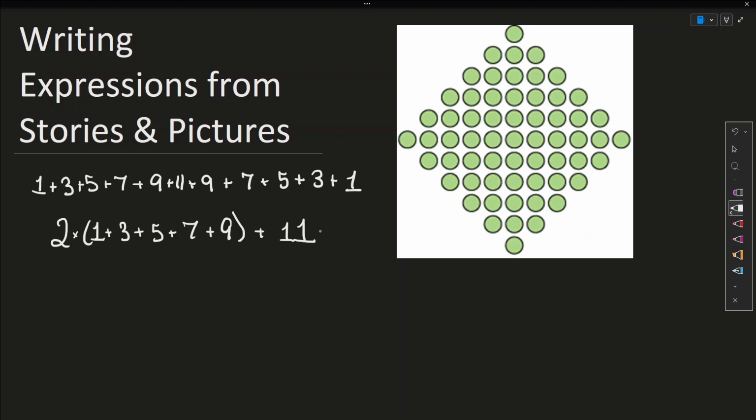Both expressions represent the same total number of dots. They look different, but they describe the design in different ways. And these are not the only ways to do it. This is helpful for students because it shows that expressions can reveal how someone sees a picture.